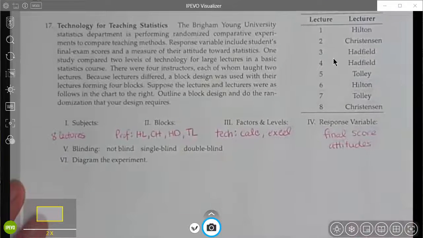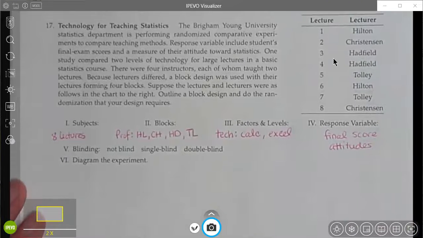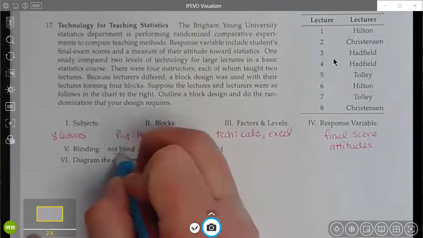And then the blinding isn't explicitly stated in here. I suppose if you didn't tell the students that you were trying this out, where one group's using a calculator and the other group's using Excel, you could probably get a single blind here, but it wouldn't be anything more than that. So somewhere between these 2.